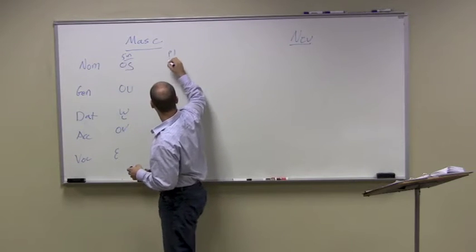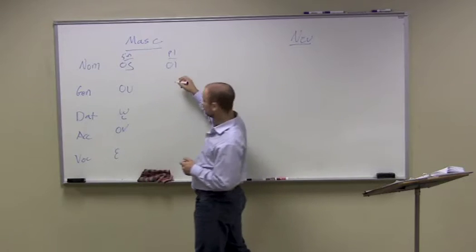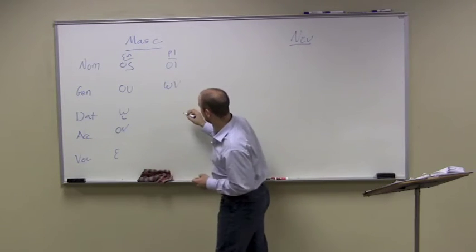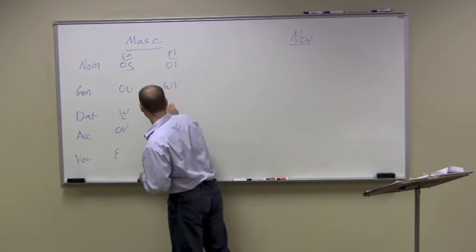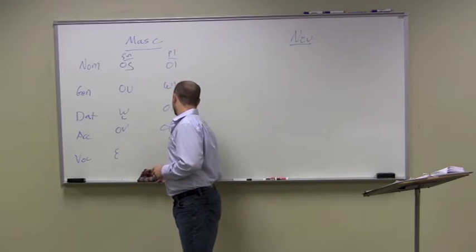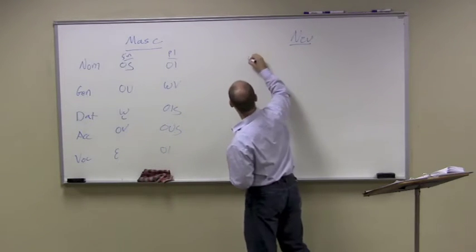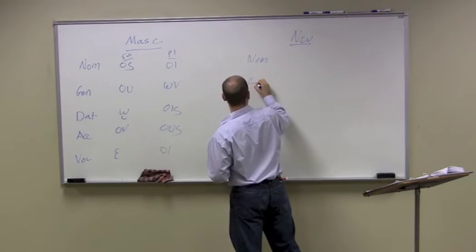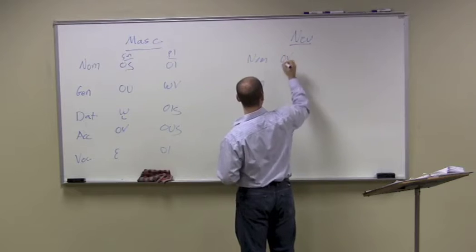Oi. Genitive, own. Dative, ois. Accusative, ous. And then vocative, oi. Good. Neuter. Own. On. Yes, on.